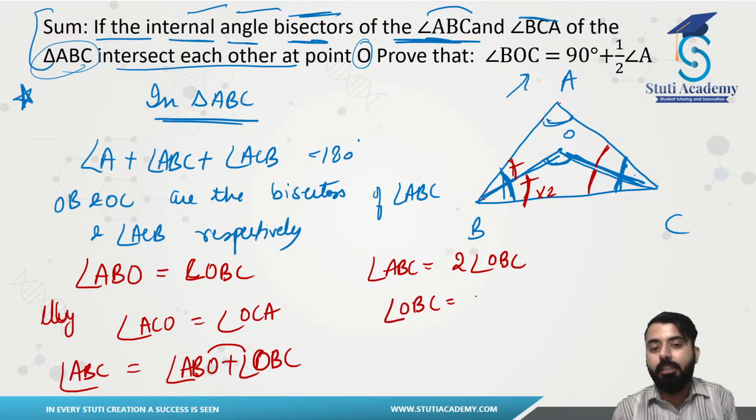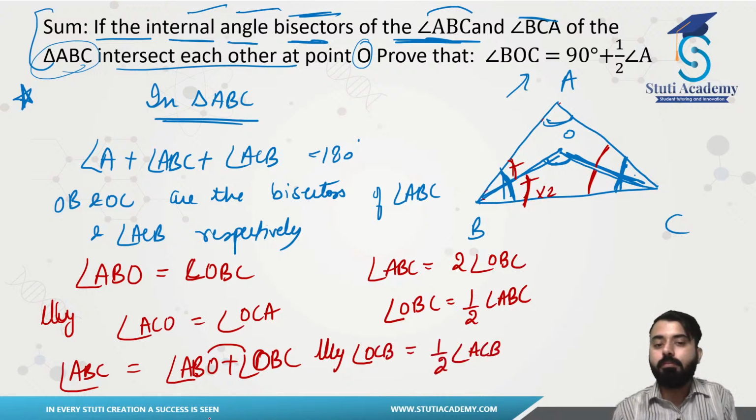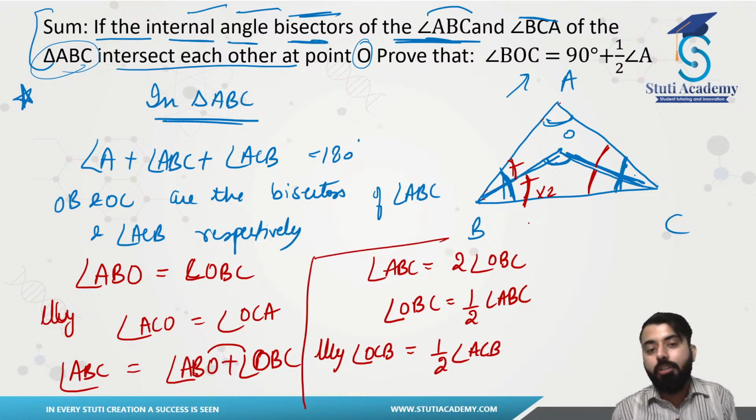That is one by two angle ABC. I hope you don't have any doubt in this part. Similarly, if you move on to the other side, you will be having this one. Angle OCB will be half of angle ACB. Exactly the same way, you can easily prove that one also. So now you get the idea that this angle is half of the total, and this angle is half of the total.